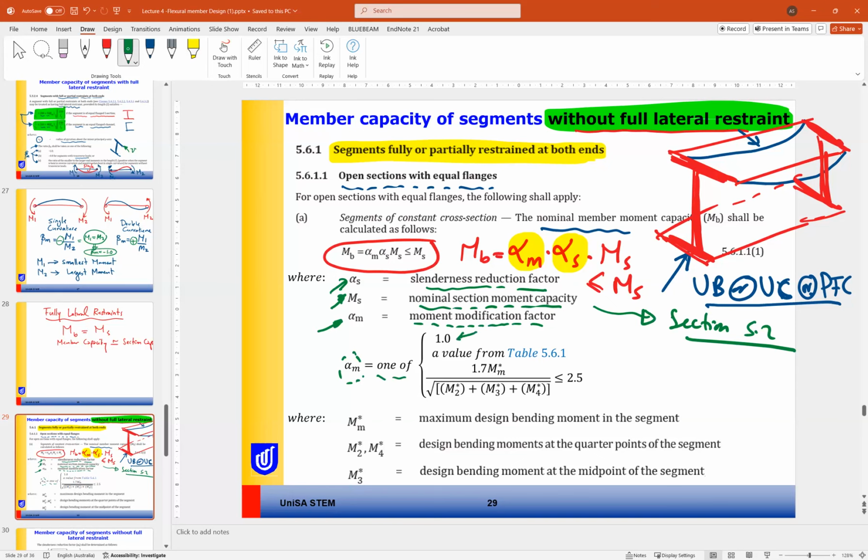Alpha M can be taken as 1, or a value from table 5.6.1, or alpha M equal to 1.7 M*m divided by the root of M*2 squared plus M*3 squared plus M*4 squared, and alpha M should be less than or equal to 2.5, where M*m is the maximum design bending moment in the segment. M2 and M4 are the design bending moments at the quarter points of the segment. M3 is the design bending moment at the midpoint of the segment.